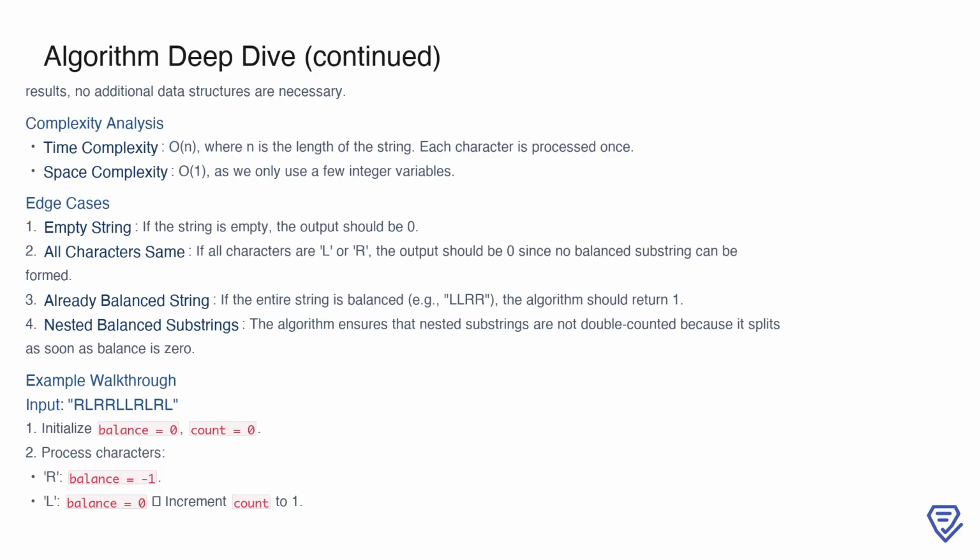For example, if the input string is empty, the output should be 0 because there are no characters to process. If all characters in the string are the same, like LLLL or RRRR, no balanced substrings can be formed, so the output remains 0. For strings that are already balanced, such as LLRR, the algorithm correctly identifies this as one balanced substring. By splitting at every point where balance equals 0, it ensures that nested balanced substrings are not double counted, providing an accurate result.